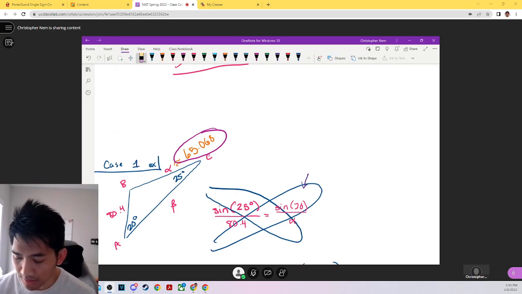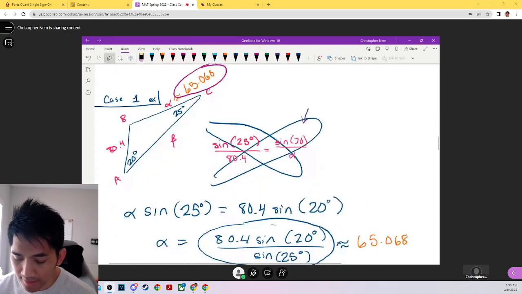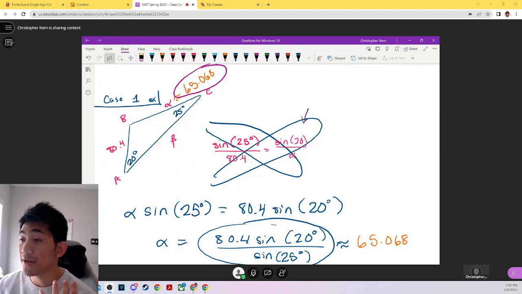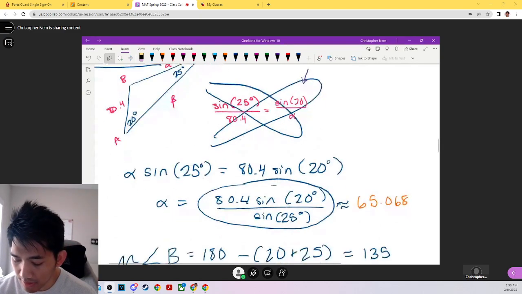And then I cross multiply. If I cross multiply, I get alpha sine of 25 degrees equals 80.4 sine of 20 degrees. Make sure your calculator is in degree mode when working with degree measurements. So if I wanted to calculate that, I just divide by sine 25 degrees and I get approximately 65.068. And that's going to be the length of alpha. And you can use that information to solve for all the other measurements.